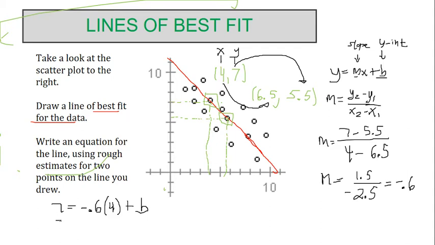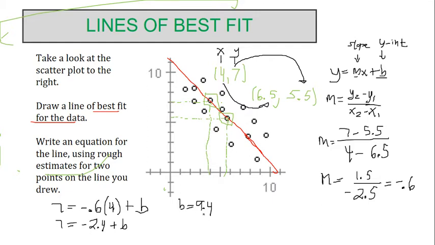So I have that 7 is equal to negative 2.4 plus b. And then to solve for b, I need to add the 2.4 to both sides. All right, so when I do that, I come up with a value that b is equal to positive 9.4. So remember how I did that? I isolated the b by adding the 2.4 to both sides to get the b by itself.